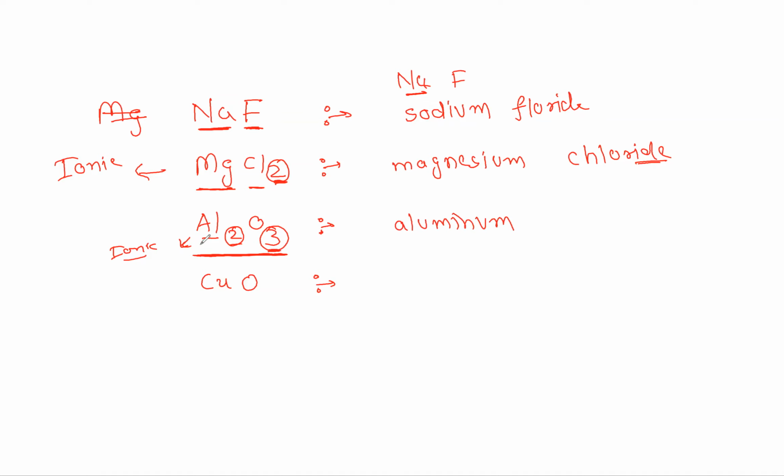Al is aluminum. Oxygen is an ion by itself, it does not have any other elements, so we are going to call it oxide. Aluminum oxide is the name. Again, as I told you, for an ionic compound, we do not write prefixes like di, tetra, penta. Do not write a prefix for either the cation or the anion, right? Do you understand this now?